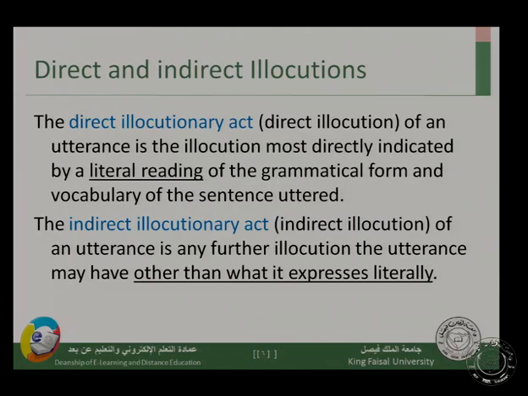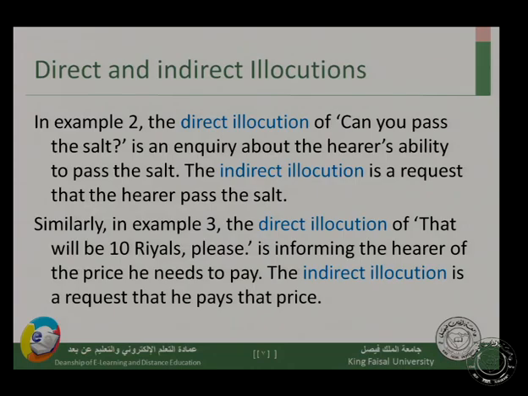The indirect elocution is basically any further elocution other than what is expressed literally. So looking past the grammar and past the vocabulary of the sentence, what is the speaker trying to say more than just the literal meaning of the sentence? So in example 2, in the previous example, the direct elocution of can you pass the salt is an inquiry or a question about the hearer's ability to pass the salt. The indirect elocution is a request that the hearer passes the salt. Also similarly in example 3, the direct elocution of that will be 10 riyals, informing the hearer of the price, and the indirect elocution is a request that he pays the price.